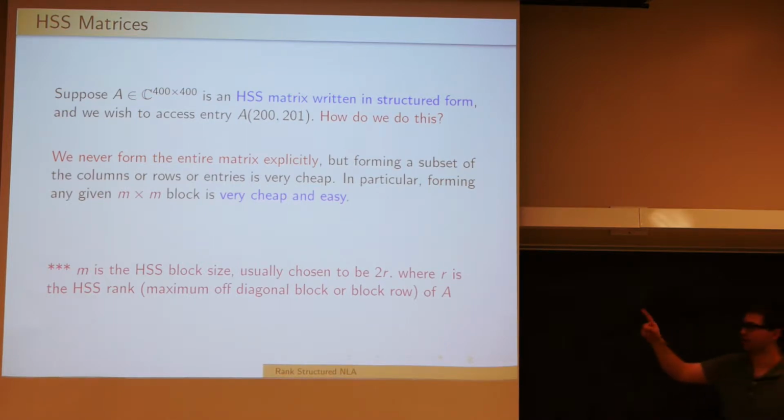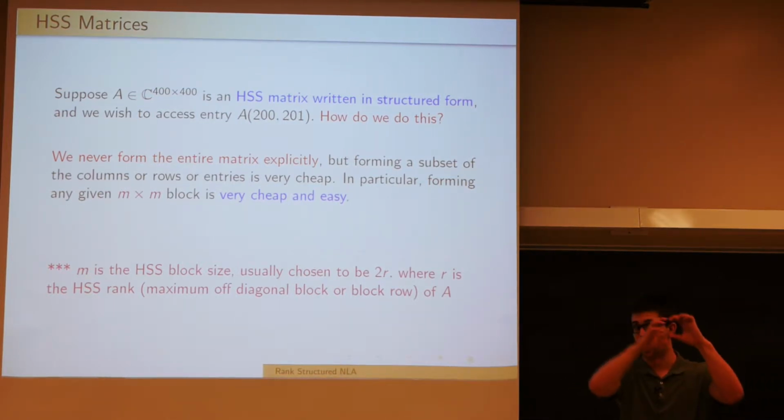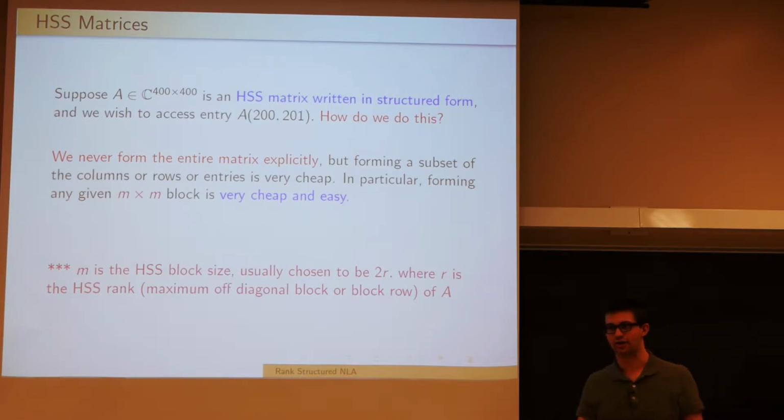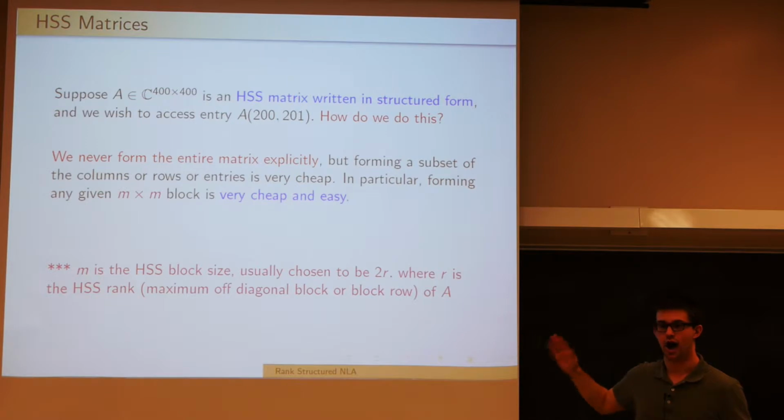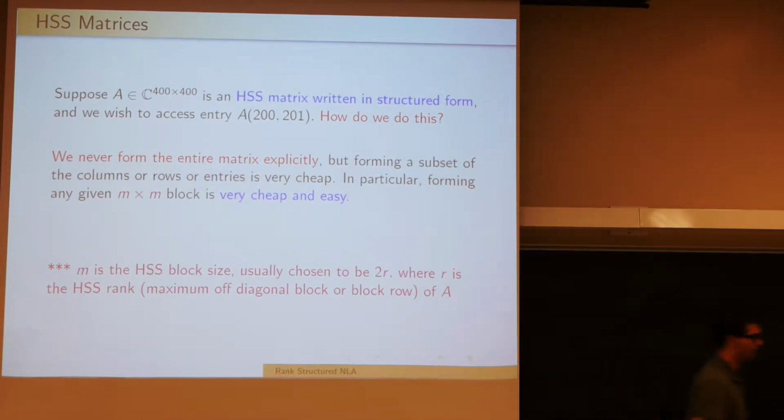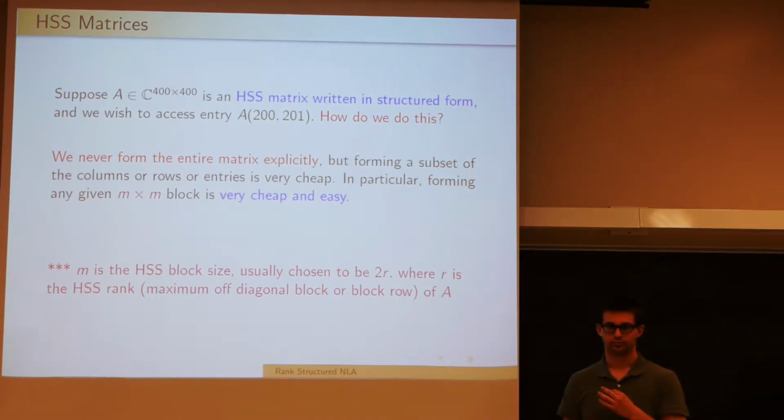Oh, and I want to emphasize here, when I say m, it is just the size of the blocks. It can be really any small constant, but it has been proven by a number of people that the optimal way to set this block size is twice the HSS rank. That's what you will see in almost all of the software packages nowadays. The HSS block size means the smallest diagonal block size? Yes.